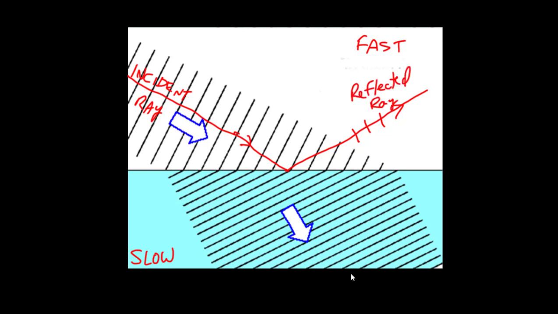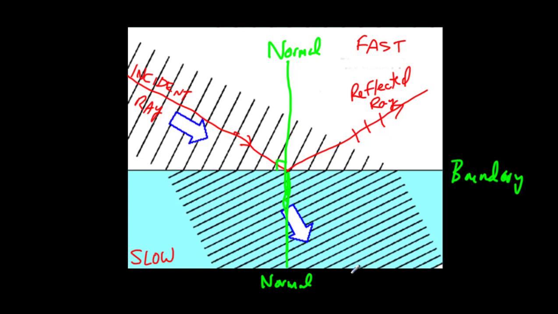And then we'd have to define a line here. It's called the normal, and we can have it on both sides here. It's a line that's perpendicular to the boundary between the media. And you draw it wherever the incident ray comes in and hits the boundary. Then we can draw a normal at that point.